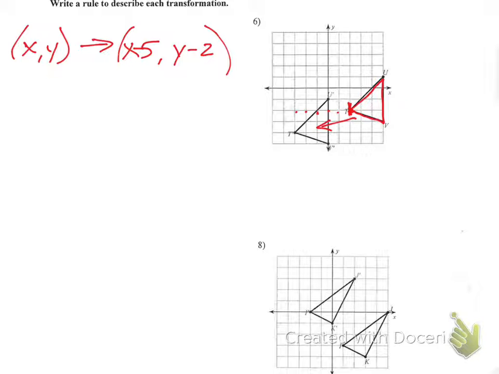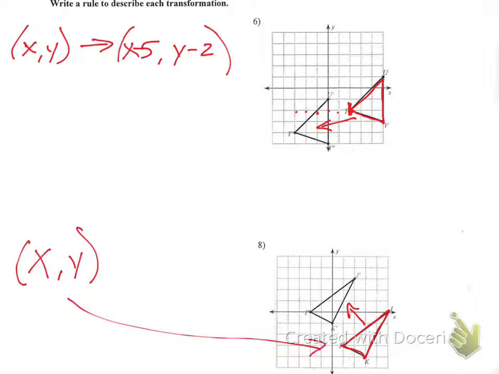Then for number 8, this looks to be the pre-image, and I'm going this way, so each one of these points has to be shifted the exact same. So I'm going to start off with X, comma, Y, which stands for the pre-image. And then the translation is what the shift is, or how it changes. So let's just take L for example. L goes to the low left 1.